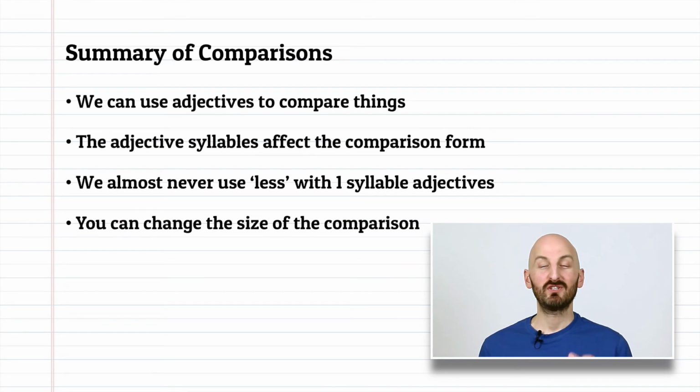That's it. That's all you need to know about comparisons. Finished. Of course, there are some exceptions and special situations for comparisons, but don't concentrate on the small details yet. The best thing you can do is get the simple rules in this lesson correct first, and then build on them as you learn in the future. So, to summarize, we can use adjectives to compare things. The adjective syllables affect the comparison form. We almost never use less with one-syllable adjectives, and you can change the size of the comparison.